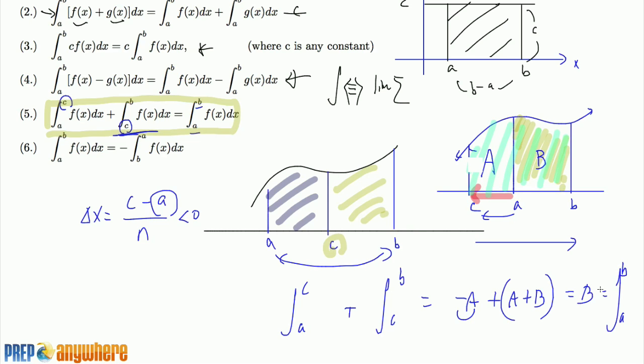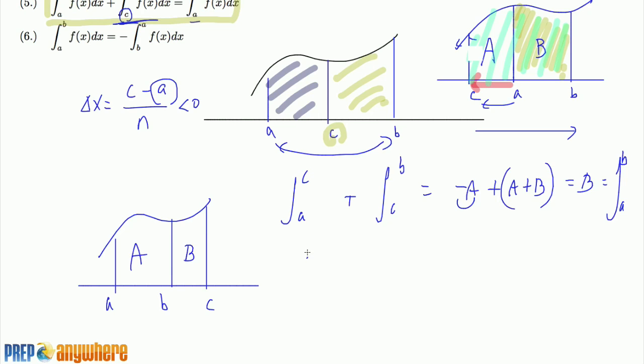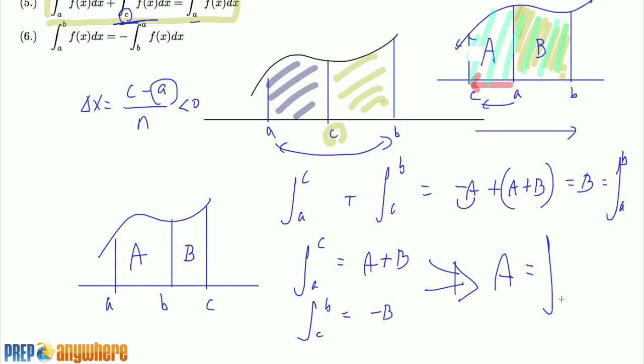So the last case scenario is if we have a function with a, b, and c was to the right of b. Again, let's do the same thing. Let's call this A and B. Integration from a to c is A plus B. Integration from c to b gives you minus B. So adding these two things up gives you exactly A, and A is exactly the area of integration from a to b. So it's still true. It doesn't matter where c is, it's always true.